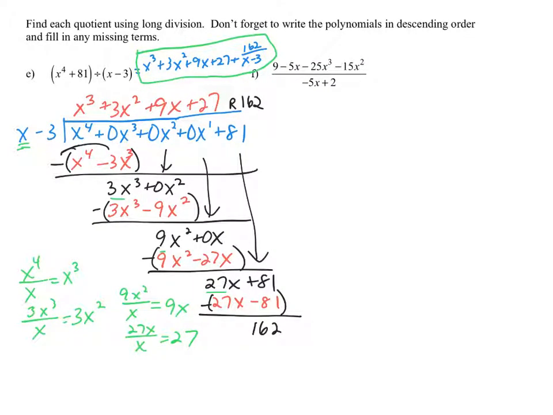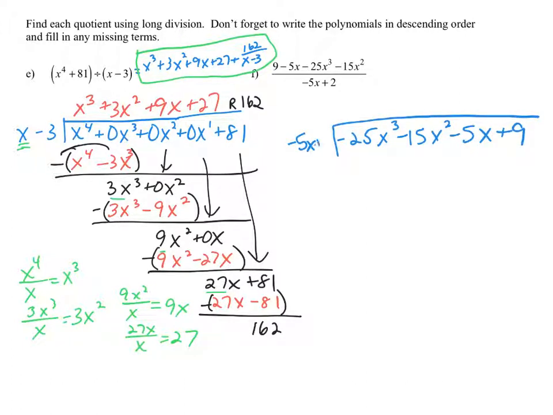For the next example, we want to put the polynomial in the numerator in descending order. So beginning with the largest exponent, we can say negative 25x to the third minus 15x squared minus 5x plus 9. We're dividing that polynomial by negative 5x plus 2. Notice the original polynomial, 9 minus 5x minus 25x to the third minus 15x squared. In the numerator, I've rearranged the terms so that the polynomials are in descending order.